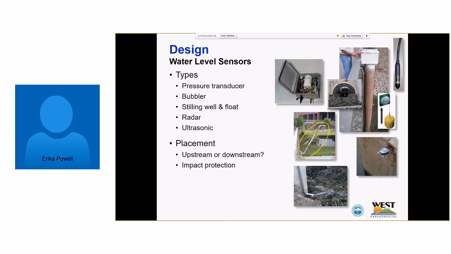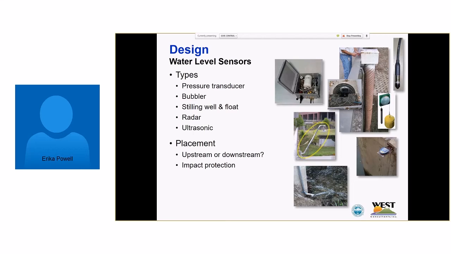There are tons of different kinds of water level sensors out there that will become part of the equation, and it depends on the type of locality you have, the type of hydrology and hydraulics that are there. That'll dictate which of these you might use. But you have pressure transducers, which are simply sensitive to the depth of water over that site.